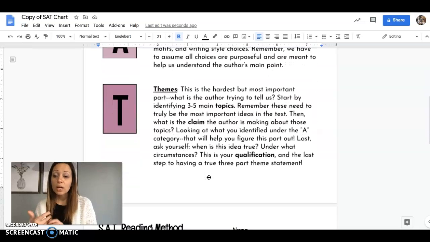The last thing that we're going to figure out with this, which we have to wait until you finish the entire book to do, is to look at themes. This is the hardest part, but we are going to use all the stuff in the S and the A to help us. Remember that these need to be truly the most important ideas of the story. You need to have a topic, a claim, and a qualification for a three-part theme statement, which is what we've been practicing throughout this unit and throughout the past unit.